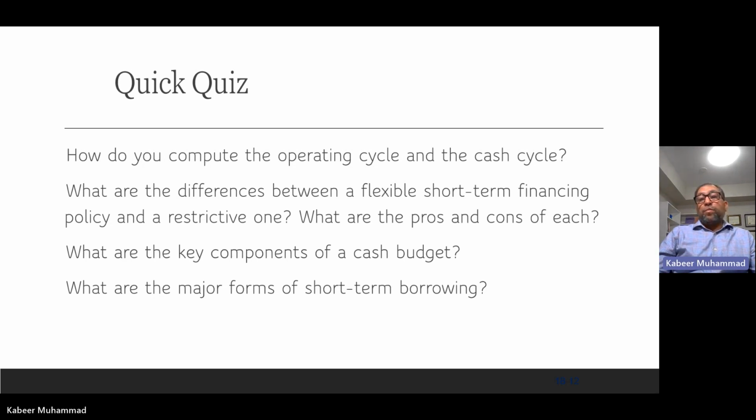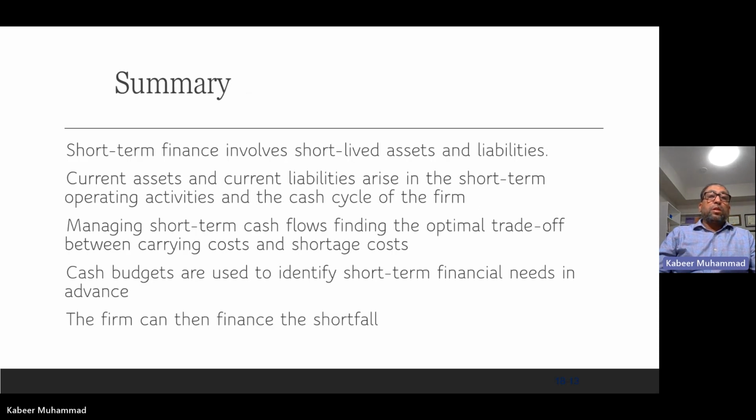What are cash inflows, cash outflows, and then we have to see the short-term side. So short-term financing involves short-lived assets and liabilities. Current assets and current liabilities arise in the short-term operating activity and cash cycle of the firm. So managing short-term cash flows means finding the optimal trade-off between carrying cost and shortage cost. So this is all what I want to discuss now.